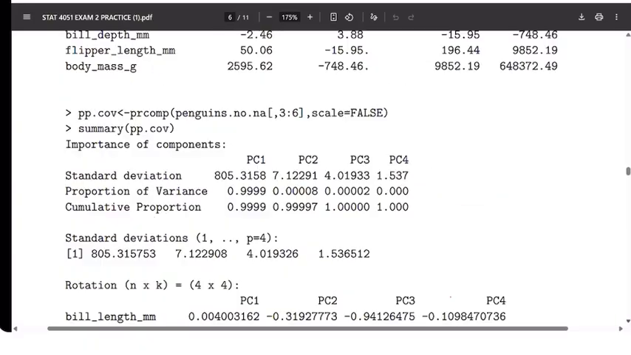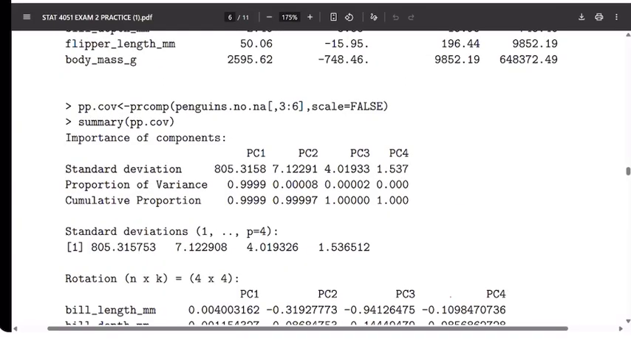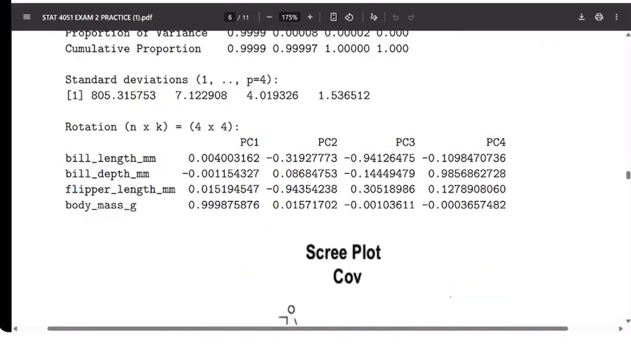How does it dominate? Look at this one here. I'm focusing on this one. It dominates because it has the highest value. That's the interpretation. So body mass in grams dominates PC1 because I'm looking at the contribution. It has a very huge contribution.